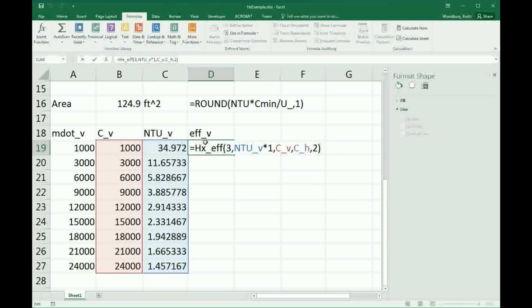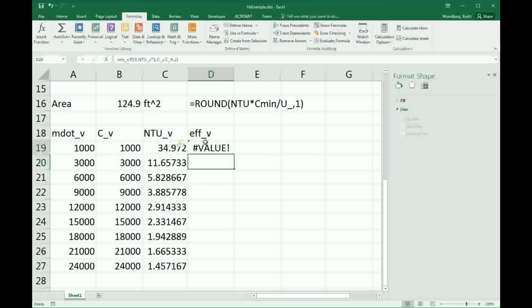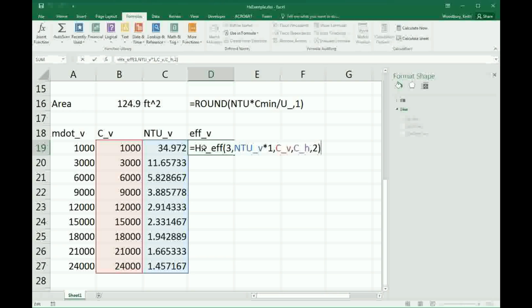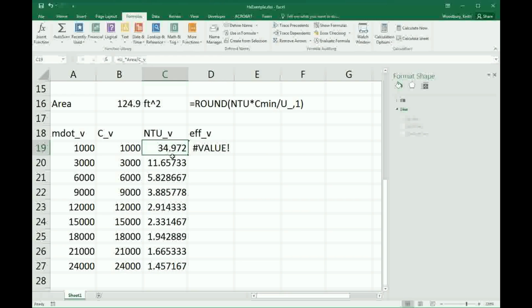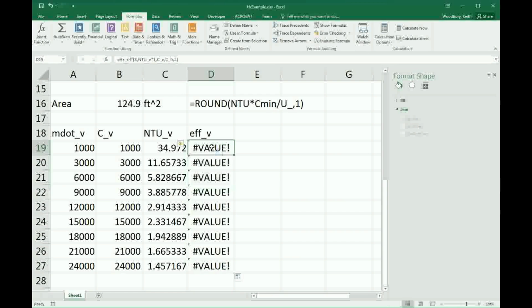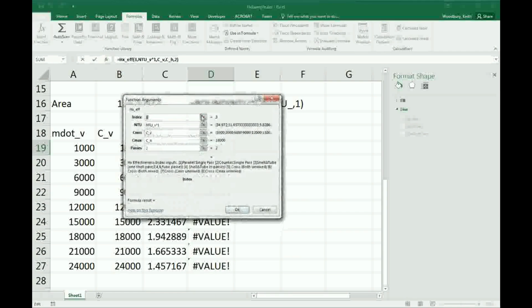What's he telling me? Let me double check. Effectiveness. I think that NTU value may be too high, so let's just see if we can get some good results here. Maybe I'm not filling the blanks correctly, so let's take a look and see. NTU, and yeah, what he doesn't like is NTUV, this varying, and CV. I see CV. Let's put a fix on that.